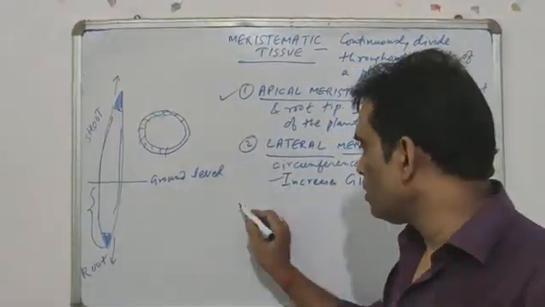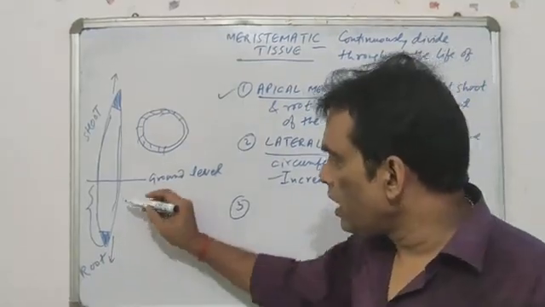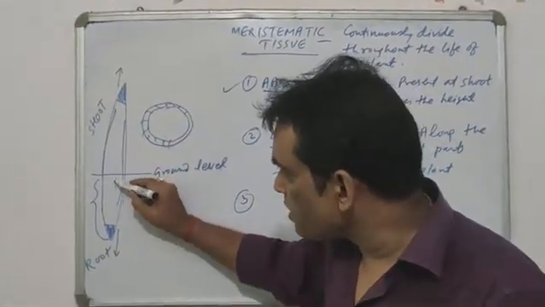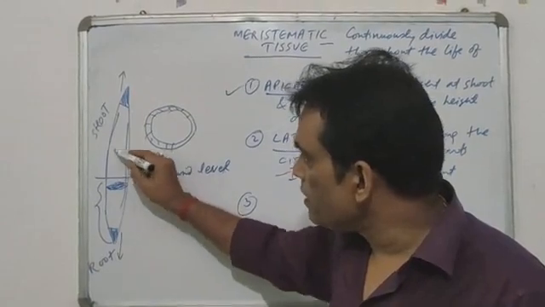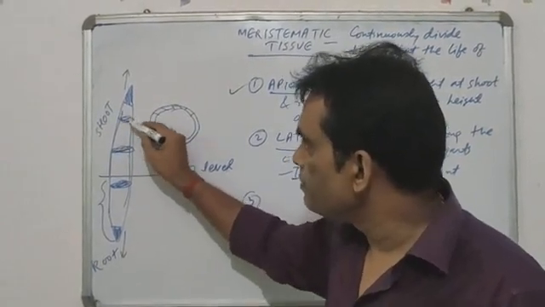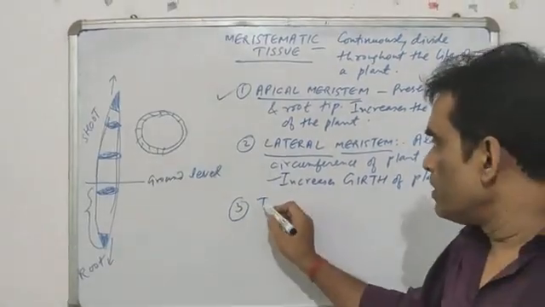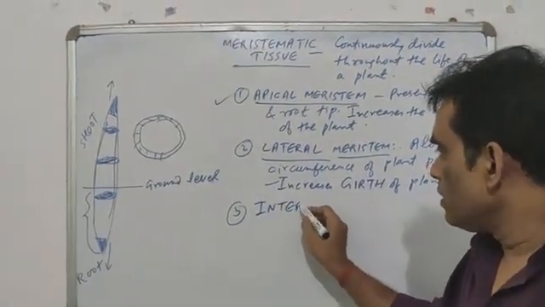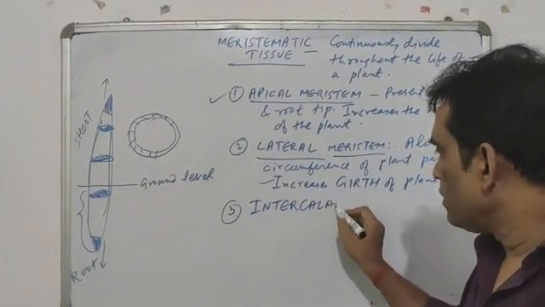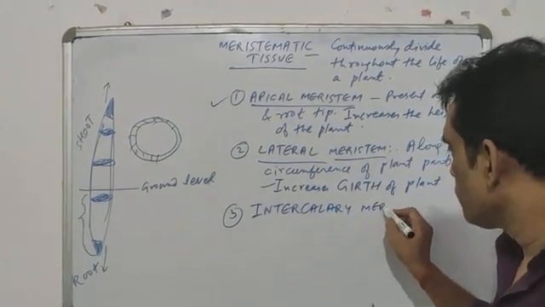And the third one, which is present only after certain gaps. If it is present here, then it will be here, then it will be here. They are not continuous. These meristematic tissues are called as intercalary meristems.